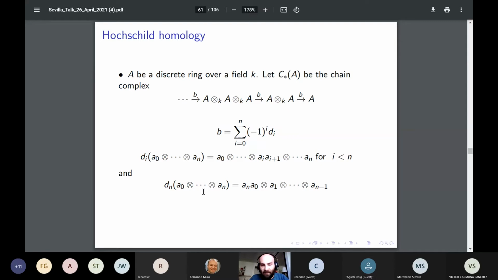And d_n does this funny thing. It applies a cyclic permutation to these elements by moving a_0 to the right, a_1 to the right, and then a_n all the way back to the beginning, and then multiplies the first two factors. So it works in this way. And the homology of this chain complex becomes the Hochschild homology of A.